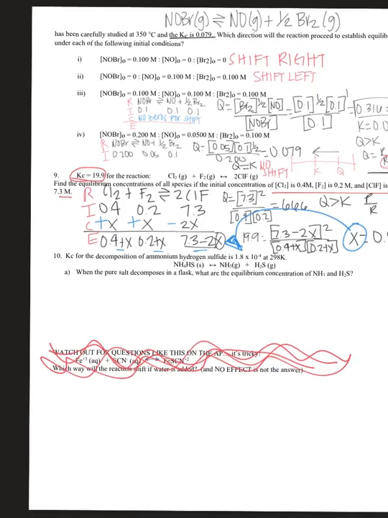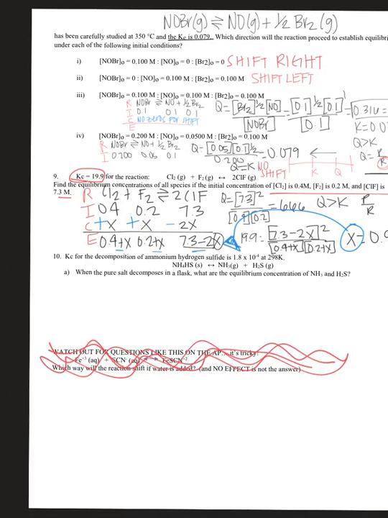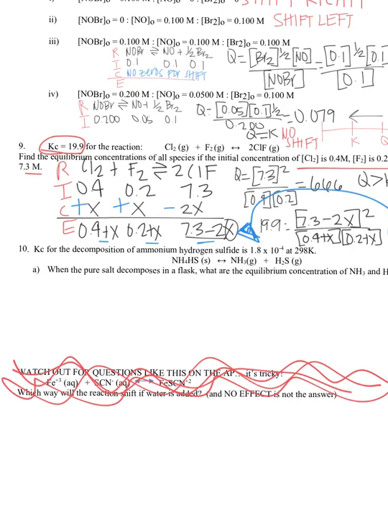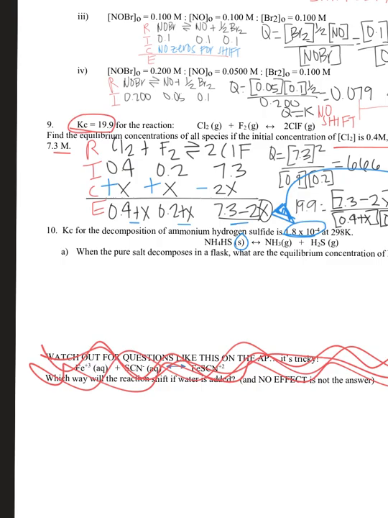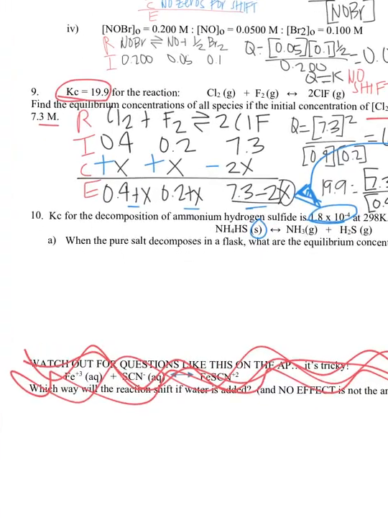Okay, next one. Last one. Let's go. So K for the decomposition of ammonium hydrogen sulfide is 1.8 times 10 to the negative fourth at 298 Kelvin. Let's double check our reaction. I do have a solid in there. Remember, solids and liquids have no effect on equilibrium, so we don't even care about it. So I'm going to do a RICE table because I do not know any of my concentrations, but I do know K.